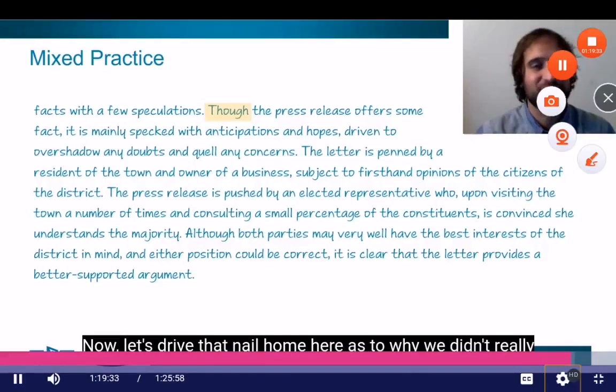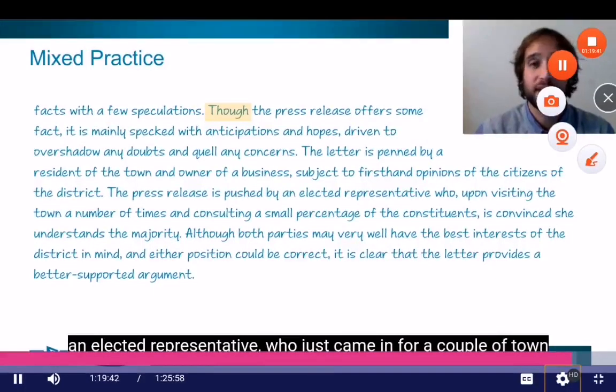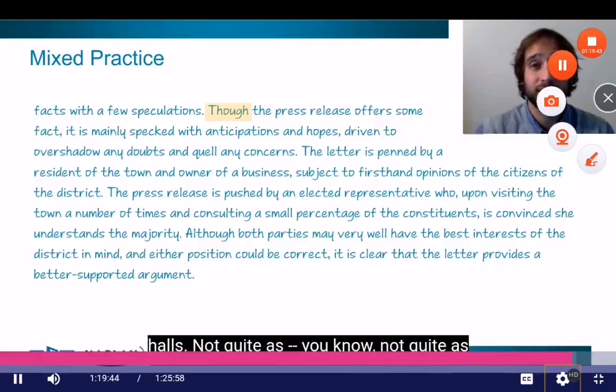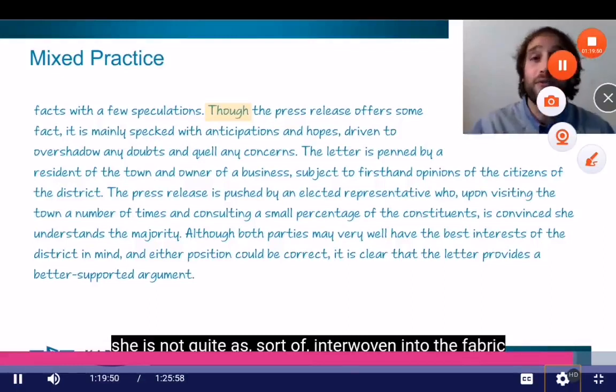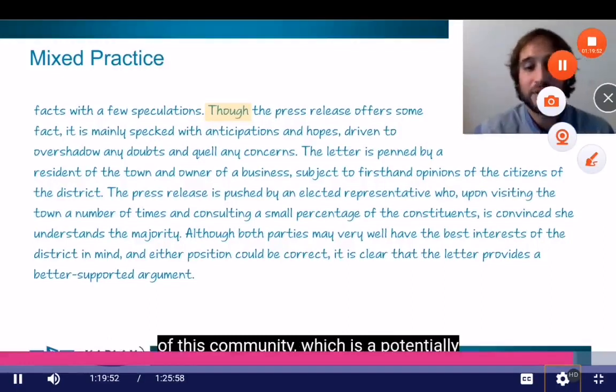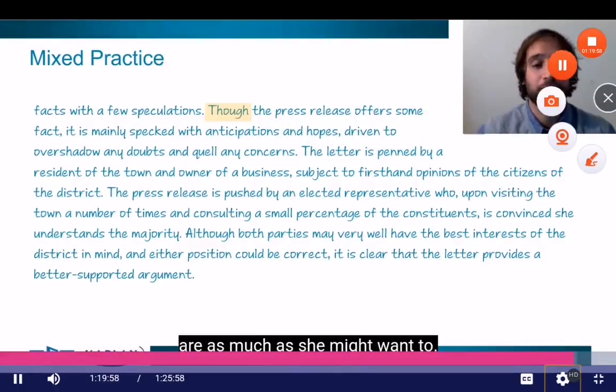Now, let's drive that nail home here as to why we didn't really find passage 1 as credible. Well, the press release is an elected representative who just came in for a couple town halls. She's not quite as interwoven into the fabric of this community, right? Which is a potentially big problem here, right? Maybe she doesn't really know what their issues are as much as she might want to.